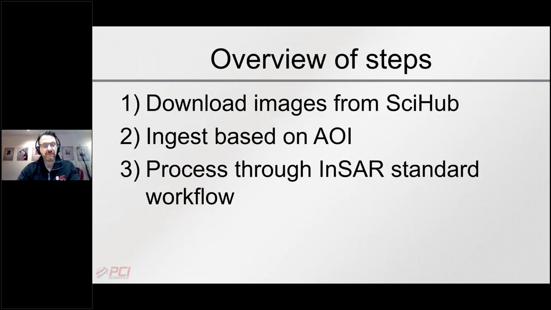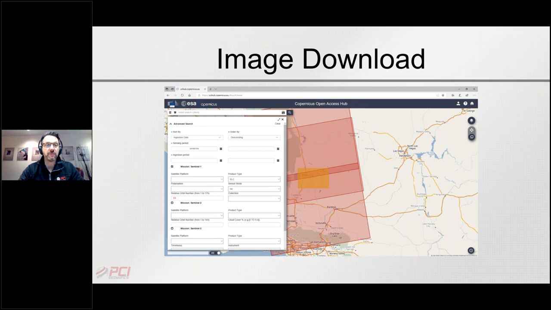Very simple to do. For those of you who are not familiar, ESA has the Copernicus program. As part of the Copernicus program, they have the Sci-Hub. So you can head to a website, register for a free account, download some images, and start working, which is exactly what we did. So we headed to the Copernicus website. You can see it here. We specified a search area over Ridgecrest, which is where we knew the earthquake had occurred.